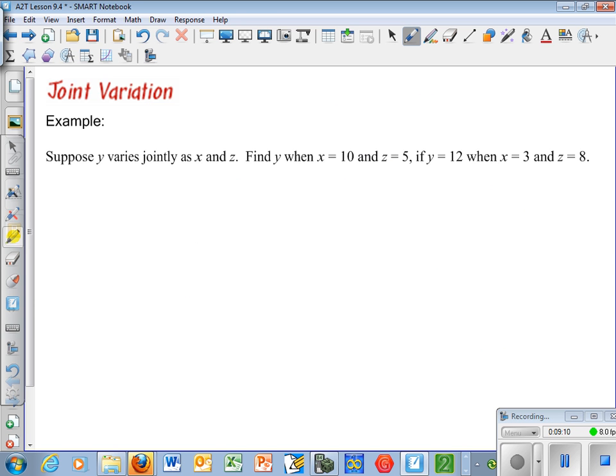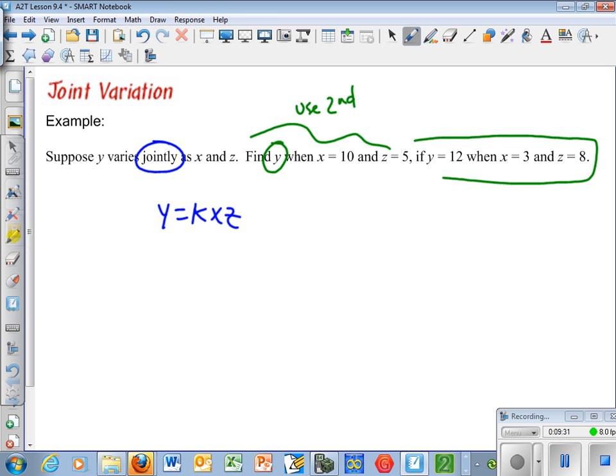All right, so joint variation, varying jointly. So here's what we want to do. We want to write down joint variation, which is y equals kxz. Now, notice this is where they're telling me to find y. So we're going to use this information second. We want to actually start with this where I know all of these. That's going to be used first, because it's not where they're asking me to find one of the variables. So we're going to use that first.